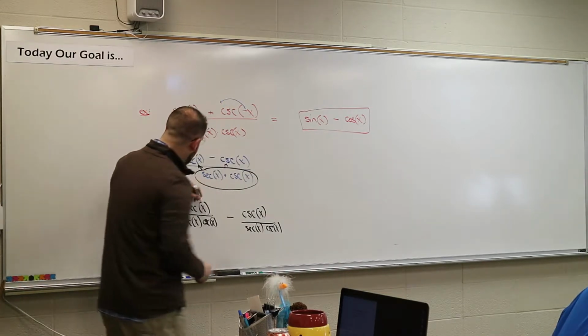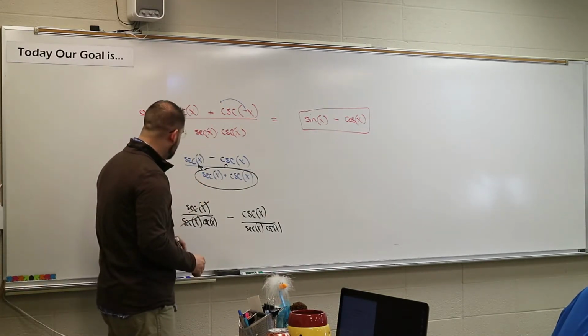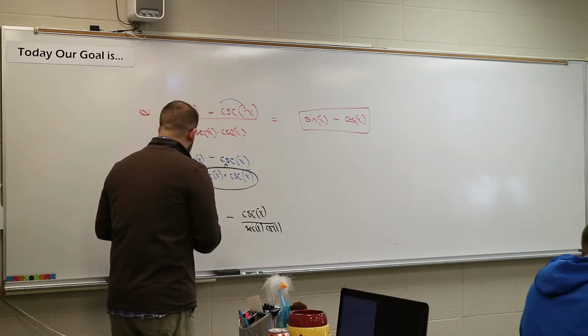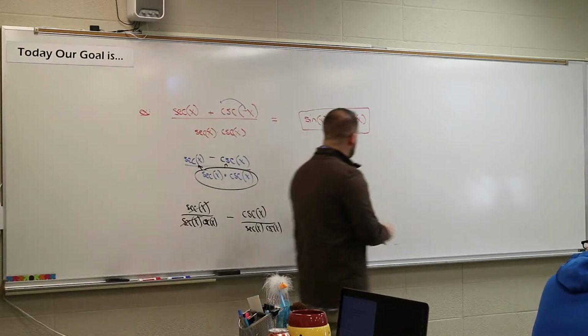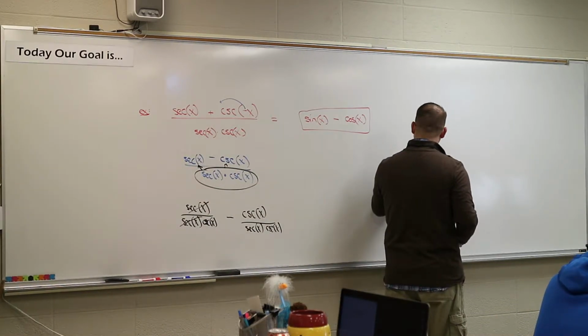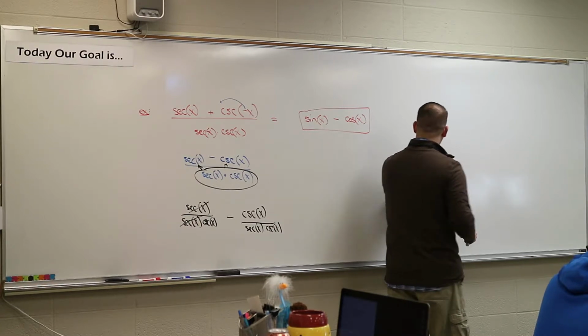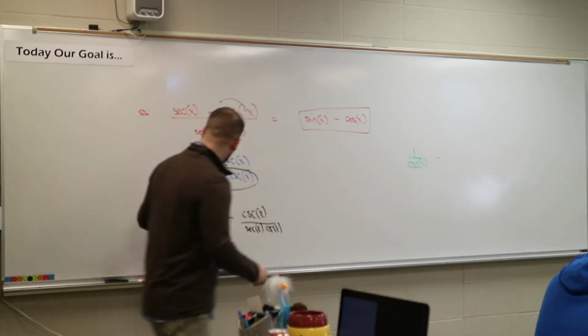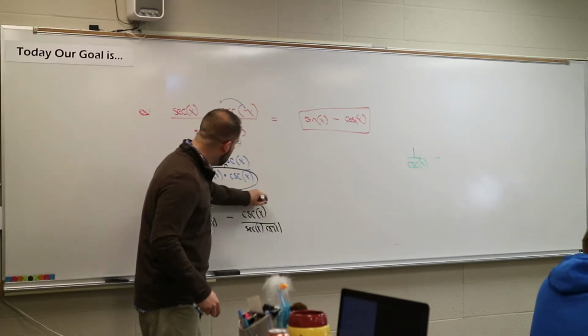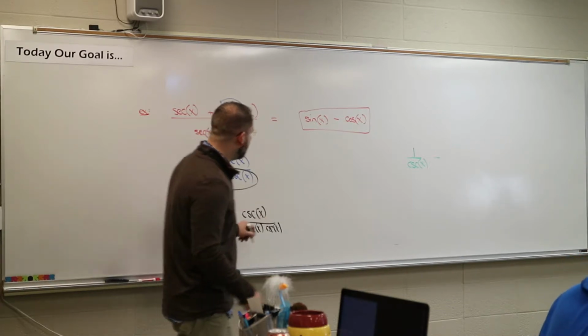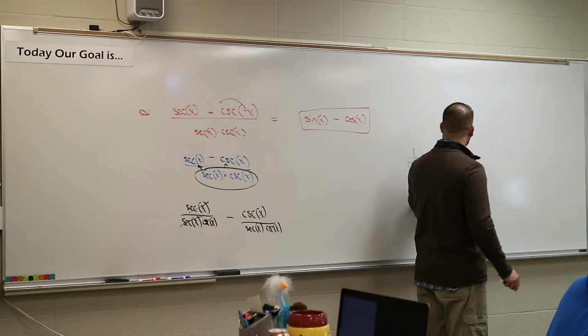But when you do this, these simplify, and I'm left with 1 over cosecant. That's the front part when those simplify. And over here, the cosecant simplifies, so I'm left with 1 over secant.